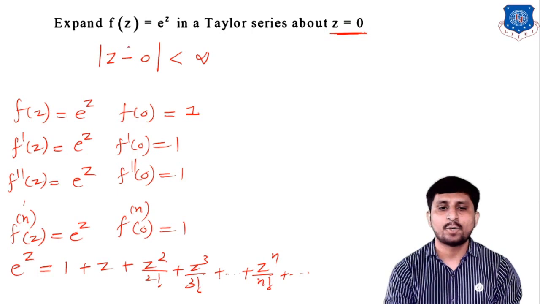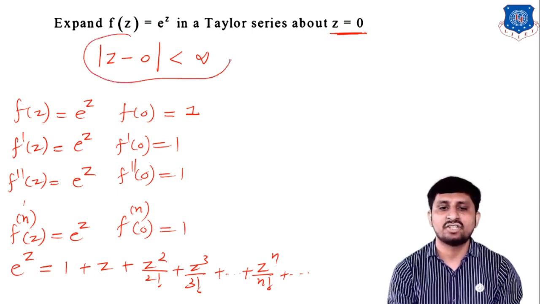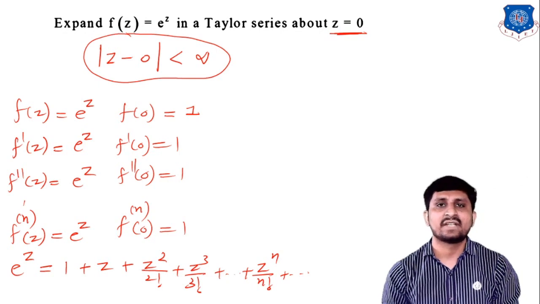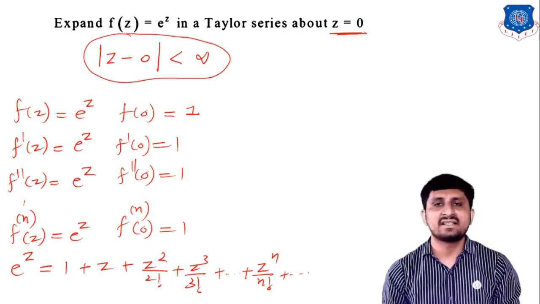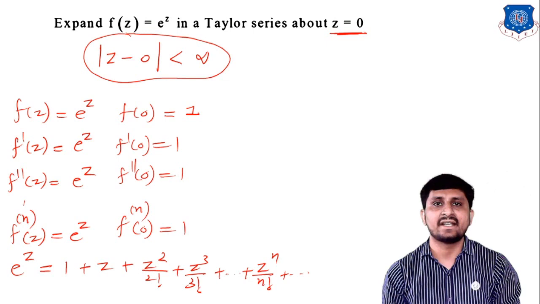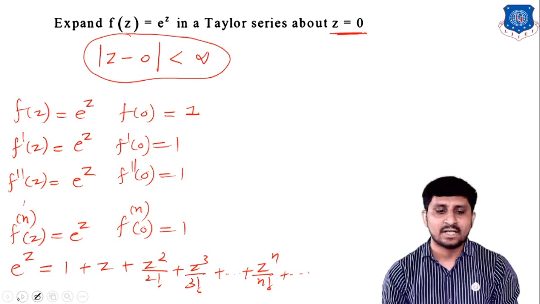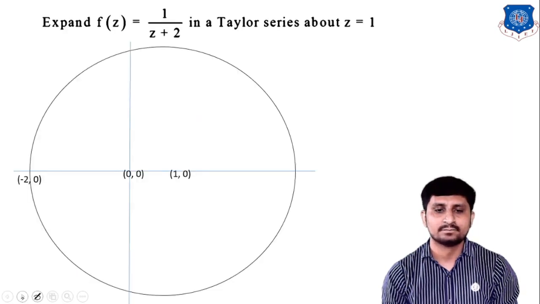Okay, but the important thing is this region: mod z minus 0 less than infinity. That means the Taylor series for the function e raised to z is defined for the whole complex plane. Now let's solve one more example.